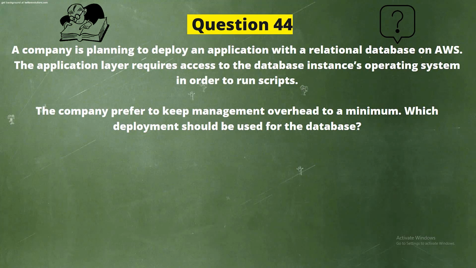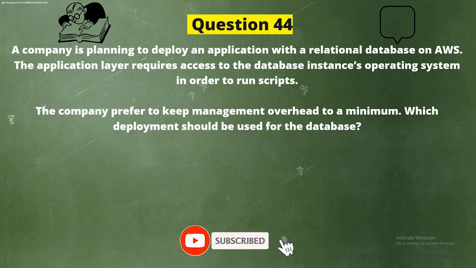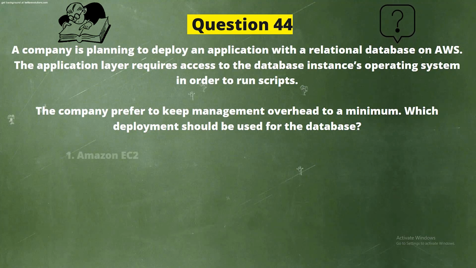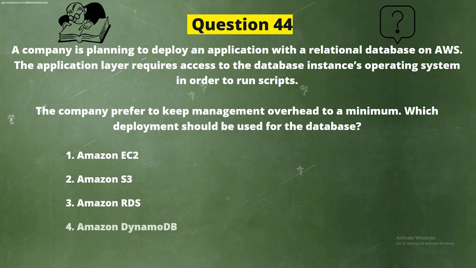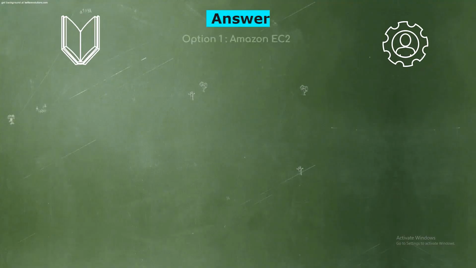Next question. A company is planning to deploy an application with a relational database on AWS. The application layer requires access to the database instance's operating system in order to run scripts. The company prefer to keep management overhead to a minimum. Which deployment should be used for the database? And the options are: Option 1. Amazon EC2. Option 2. Amazon S3. Option 3. Amazon RDS. Option 4. Amazon Dynamo. And the correct answer is Option 1.